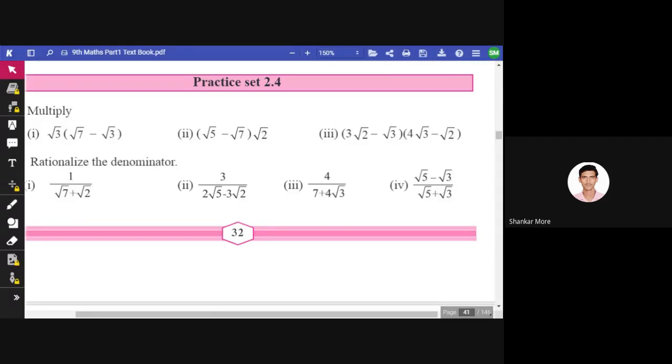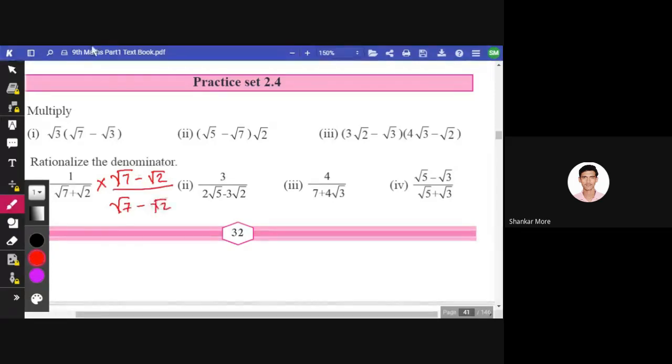Root of 7 plus root of 2. Is that, Kadambari, correct? Do you think it is correct? A rationalizing factor will have the same elements but the opposite sign. So the rationalizing factor for this will be under root 7 minus under root 2 divided by under root 7 minus under root 2. This will be the rationalizing factor. Okay, correct yourself.